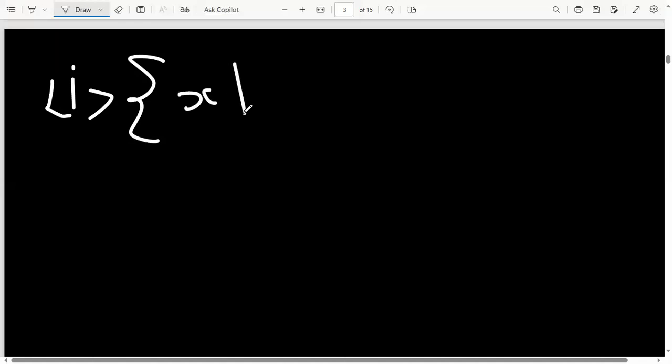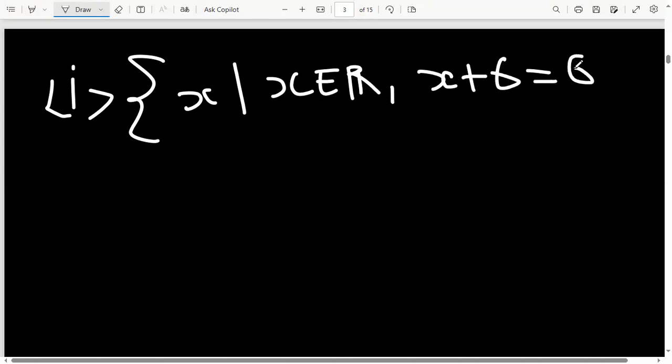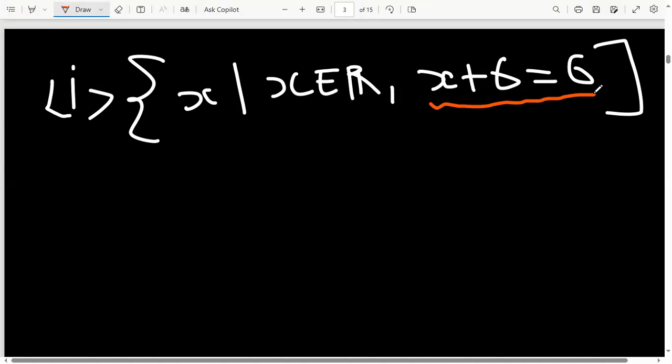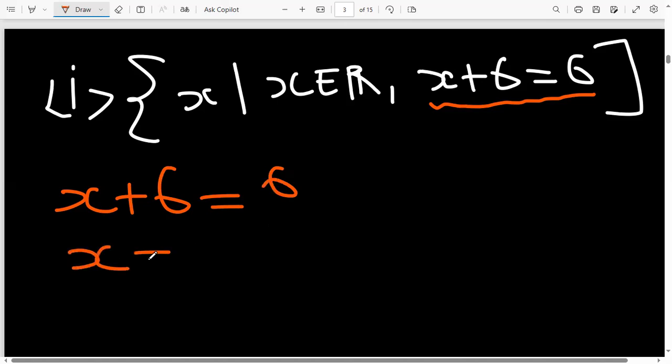So the first one there we have number 1. We have this set, the set of all x's such that x is a real number, and then x plus 6 is equal to 6. This formula that we've been given will help us determine the elements that are going to be in this set. How do we find them? We just simply solve the equation that we have there. So we're going to say x plus 6 is equal to 6.